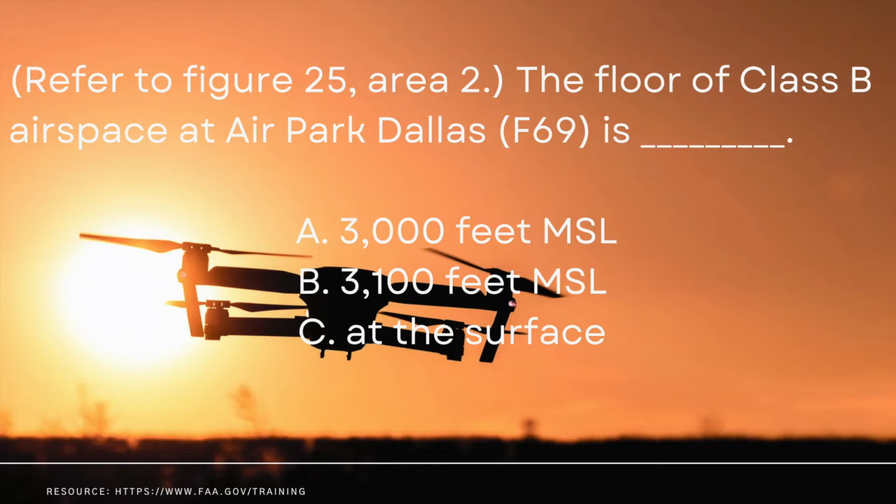It says, refer to Figure 25, Area 2. The floor of Class B airspace at Air Park Dallas, airport identifier being F69, is what? And we have three choices we can choose from. We have A, 3,000 feet mean sea level, B, 3,100 feet mean sea level, or C, at the surface. So let's pull up Figure 25, Area 2, and take a look at Air Park Dallas and see where the floor of Class B airspace begins.